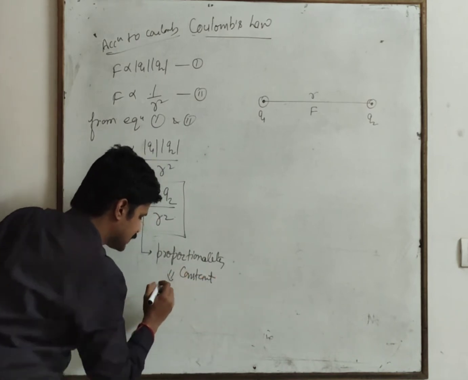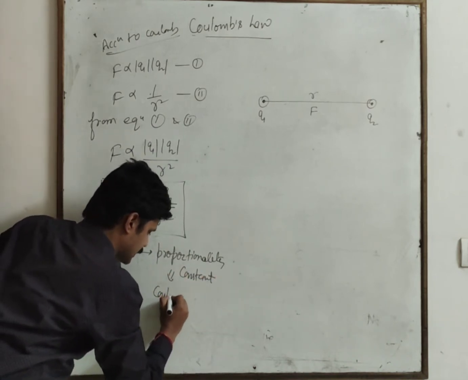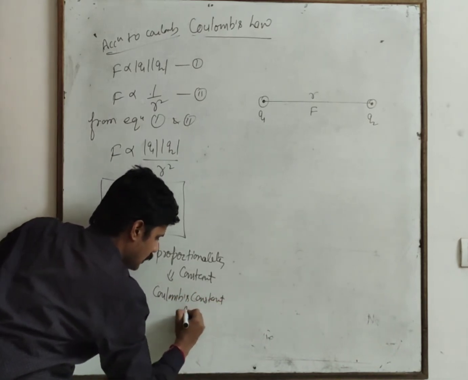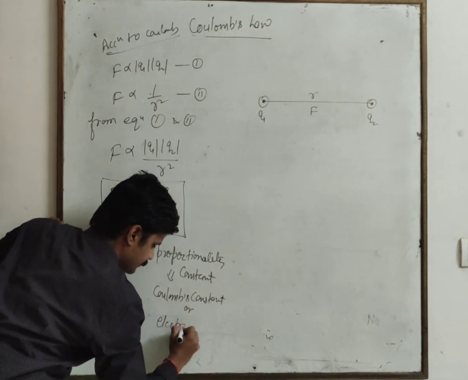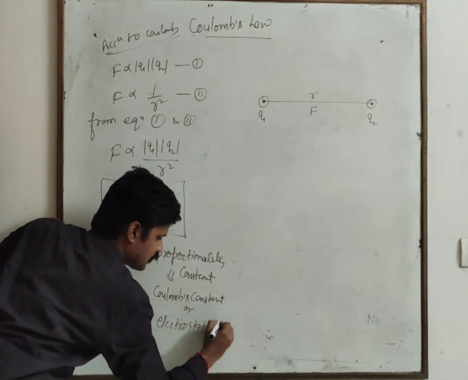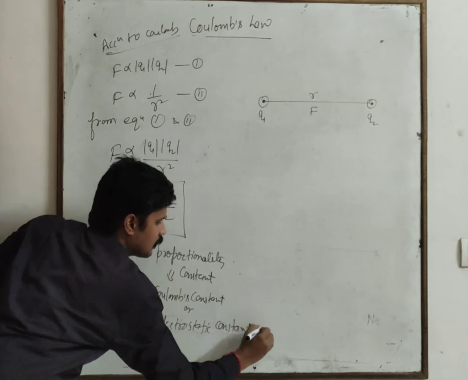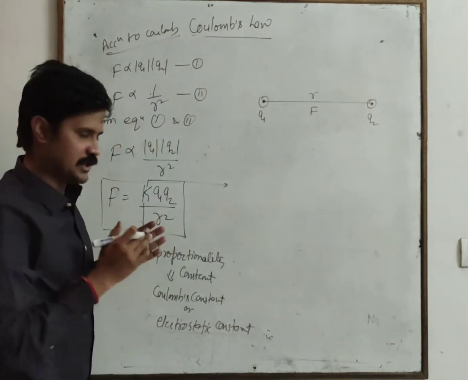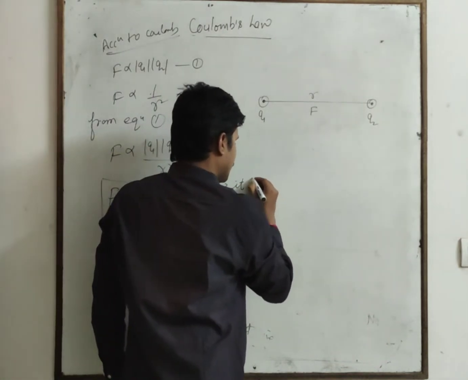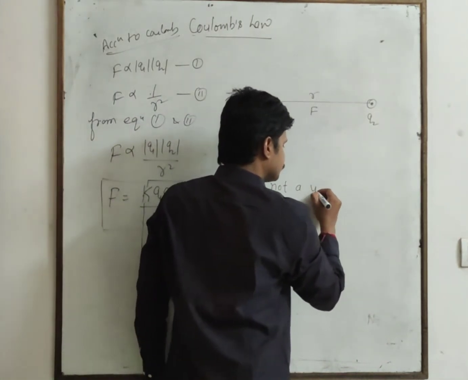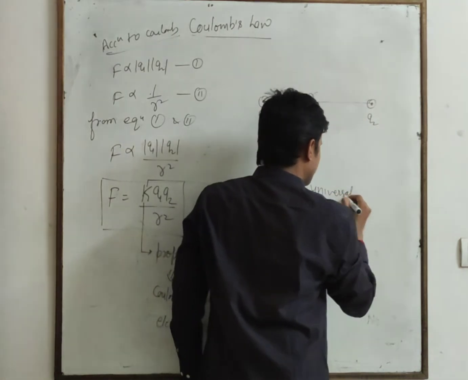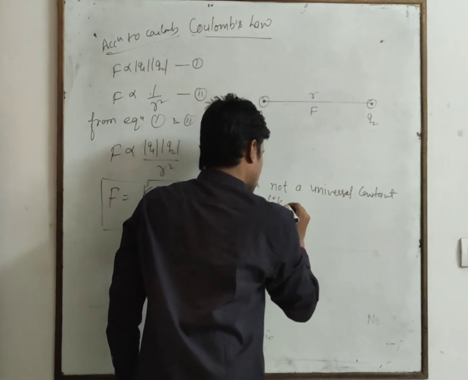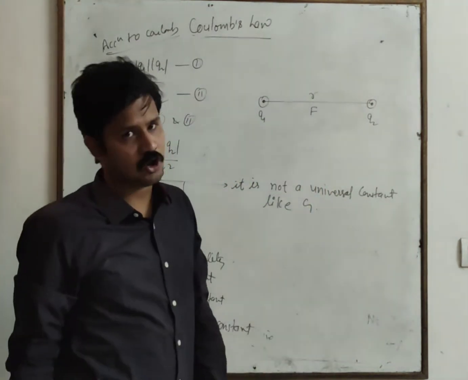And now we can say that it is Coulomb's constant or electrostatic constant. K is not a universal constant like G, the gravitational constant.